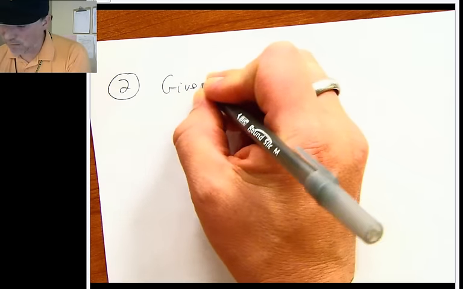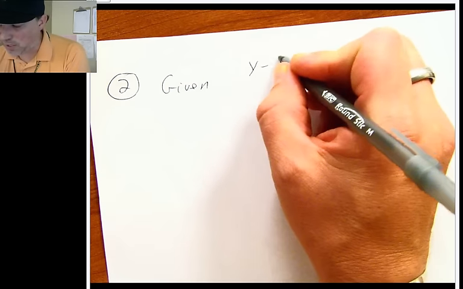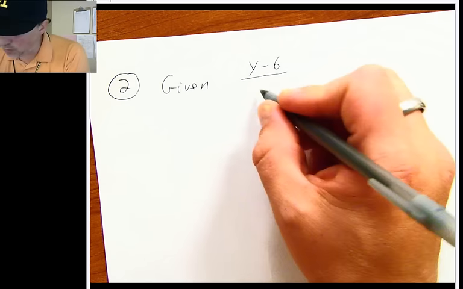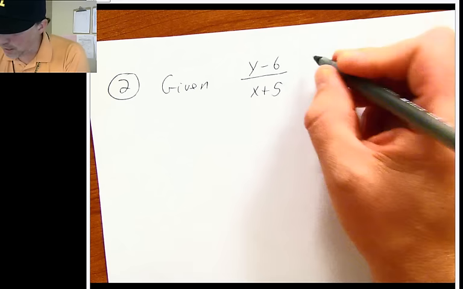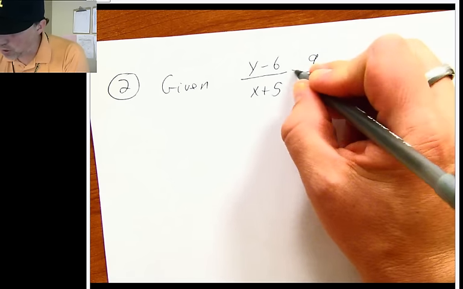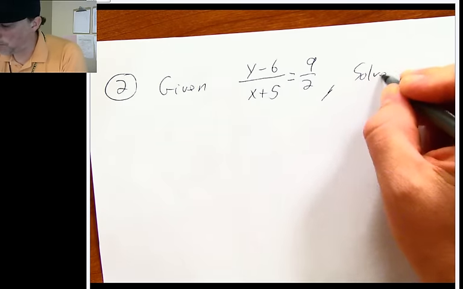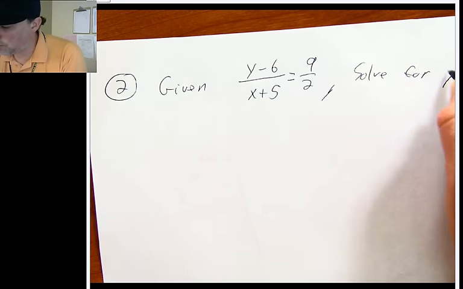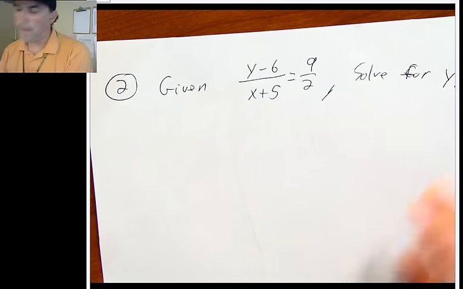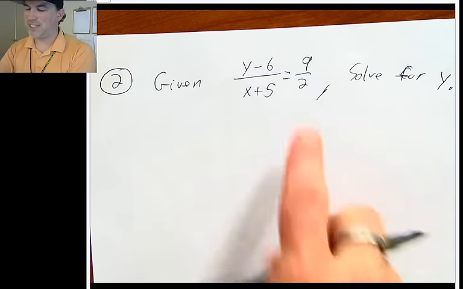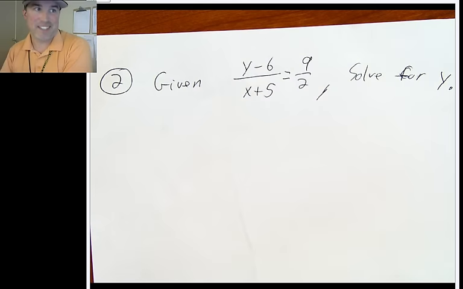So on that one, I'm given this, it's a linear equation, but it involves a fraction. It's kind of complicated. X minus 6 over X plus 5 equals 9 over 2. And the instructions are to solve for Y. Well, what people don't like about problems like this is the fraction. I understand fractions are a pain. So there's a couple different ways you can handle this.